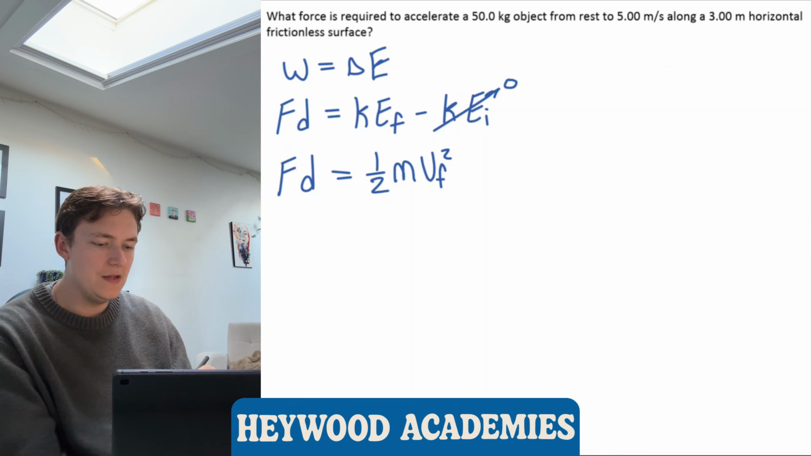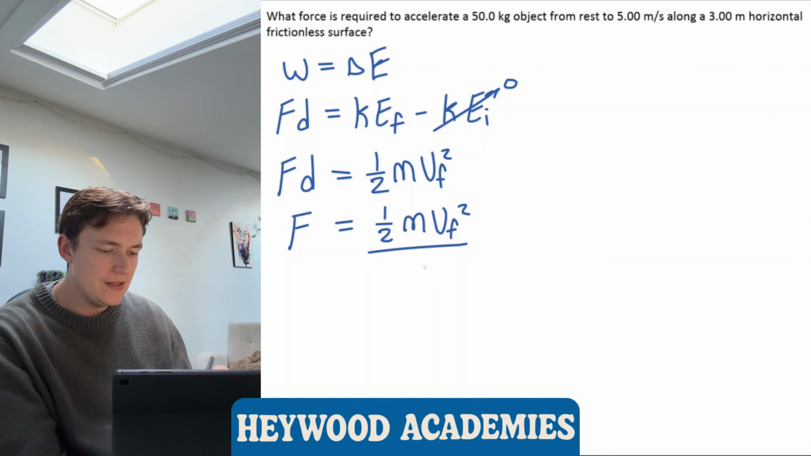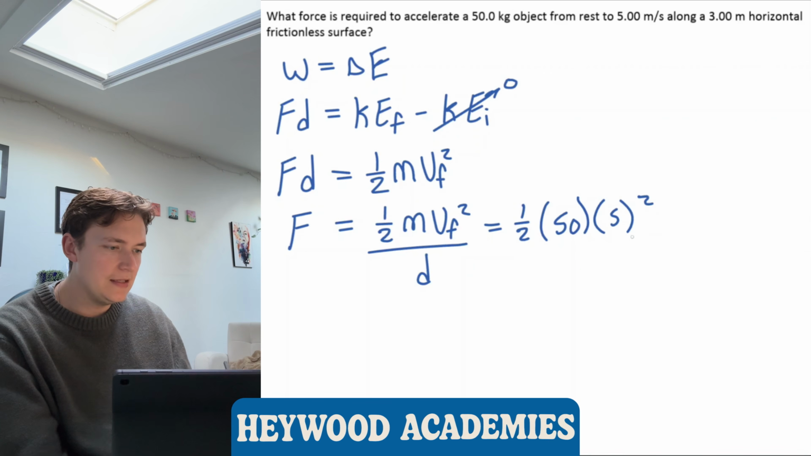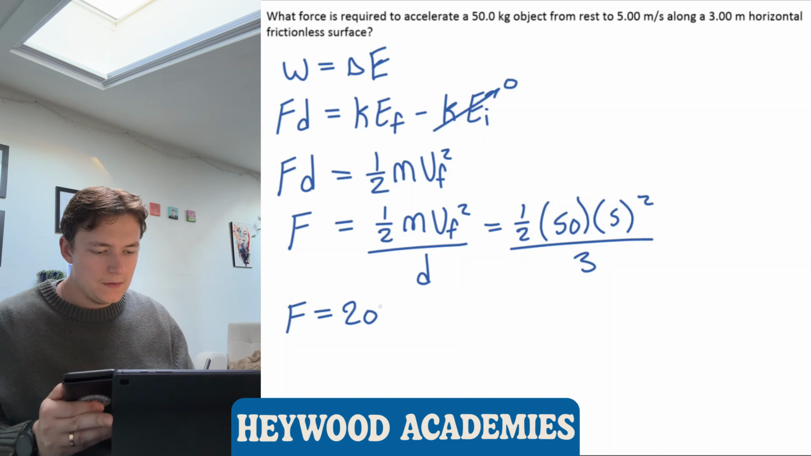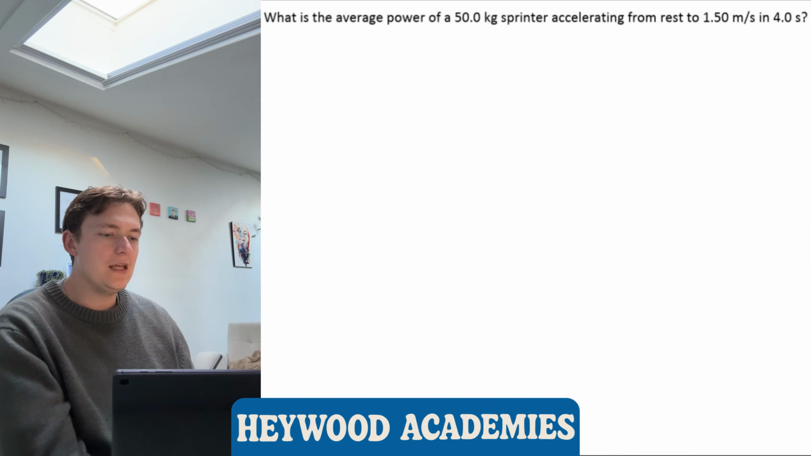Now we're trying to solve for the force in this case, so let's rearrange for F. We'll divide both sides by the distance, and we can plug our numbers in here. 50 kilograms, 5 meters per second, and a distance of 3 meters. That comes to 208.3 newtons.